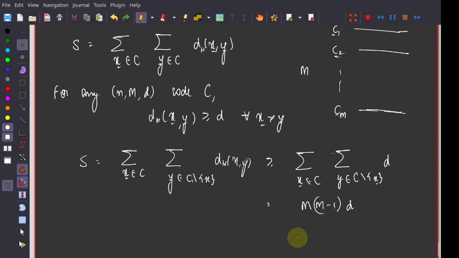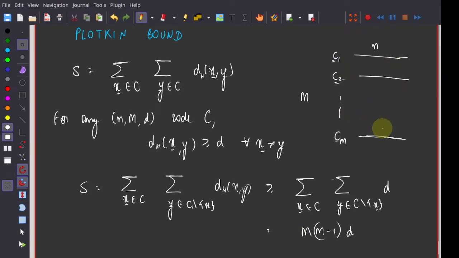So this is what I sort of call the row view of the distance. Okay, so I'm basically taking all pairs of rows, and then I'm just looking at the distance between them. So now I look at the column view for this particular code. We look at each individual coordinate and see what happens.